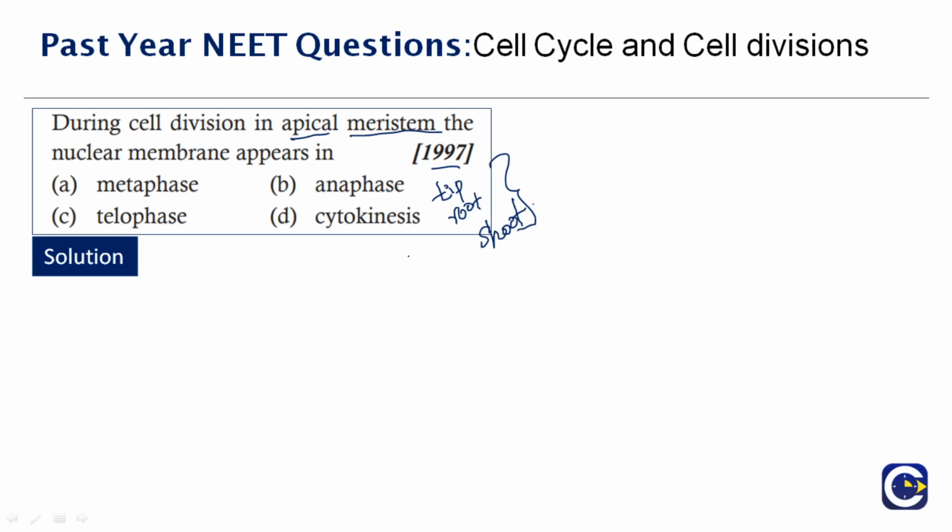So you have 4 different phases given here. What happens in each phase we will discuss now. When we talk about metaphase, we talk about the appearance of the spindle fibers, so this cannot be the answer. Anaphase involves the movement of chromatids towards the poles, so it is not the right answer. Cytokinesis marks the division of the cytoplasm of the parent cell into the daughter cells, so this is also not the answer. The correct answer is telophase. Option C is the right answer.